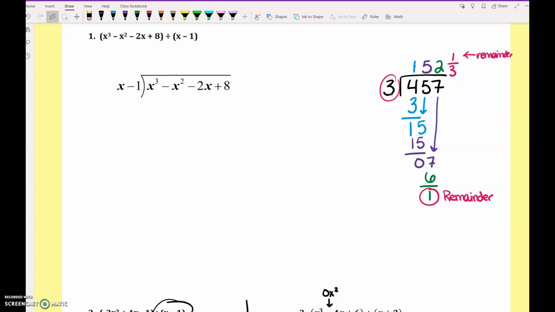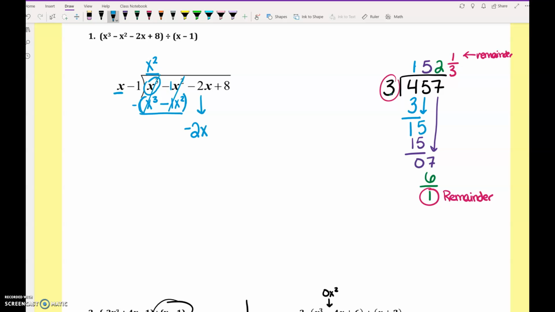Get started on number 1 on your own. There is something weird that happens after the first cycle, so do the first cycle and then play the video to see what we need to do next. Okay, so here's what happens after the first cycle. They both cancel out. You don't even need to write this 0x squared. You could even just write 0 or nothing, but we do need to bring down the next term.